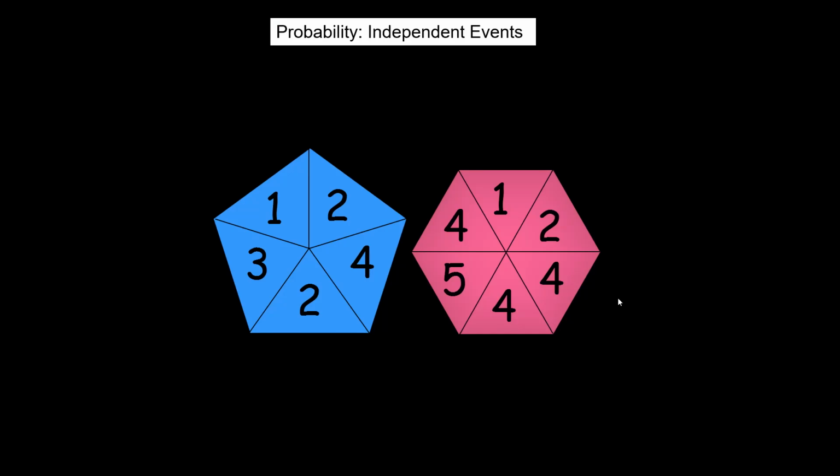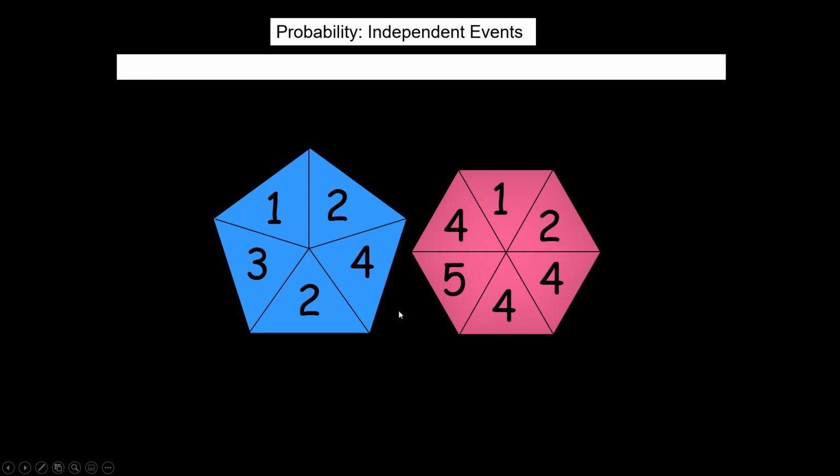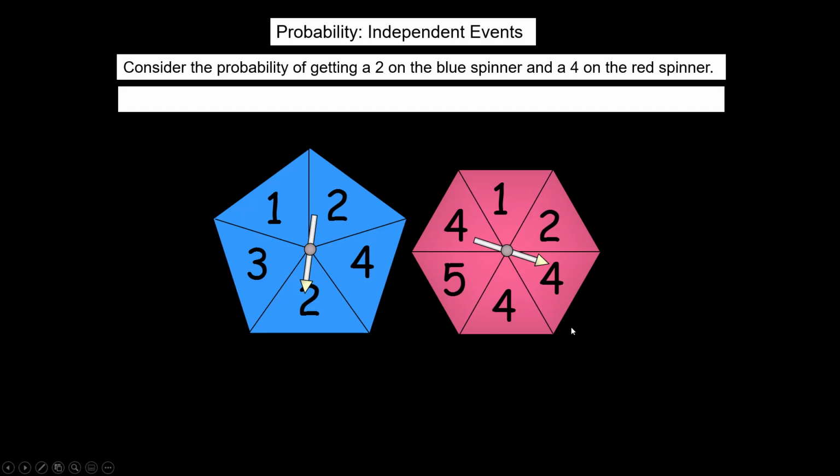Okay, so we can use the sample space diagram on a variety of games. So in this game here, we've got 2 spinners. Okay, so we want the probability of getting a 2 on the blue spinner and a 4 on the red spinner. So a 2 on the blue spinner, there are 2 2s out of 5 in total. And a 4 on the red spinner, there are 3 4s out of 6 possible outcomes.